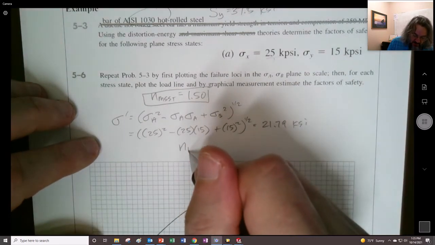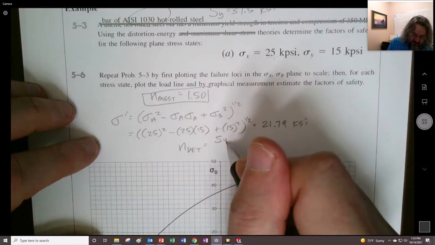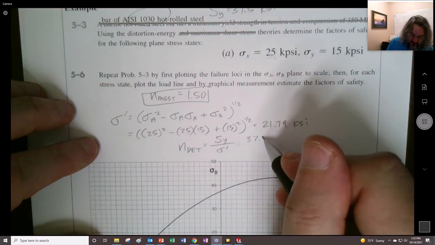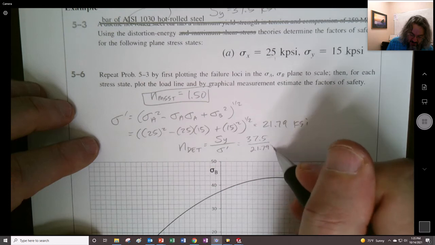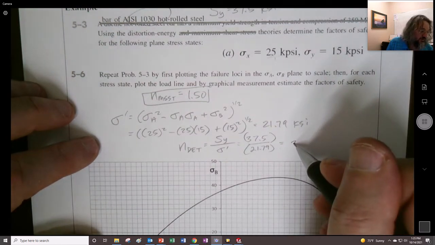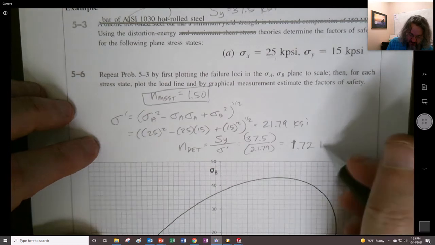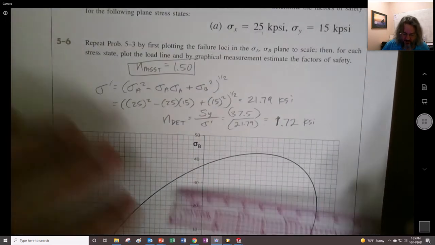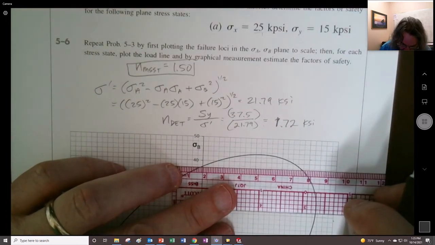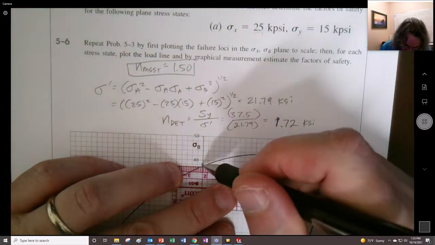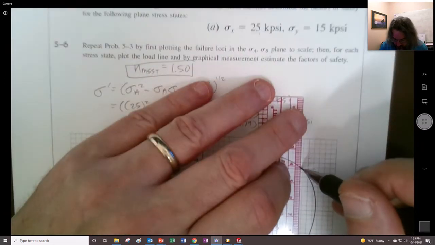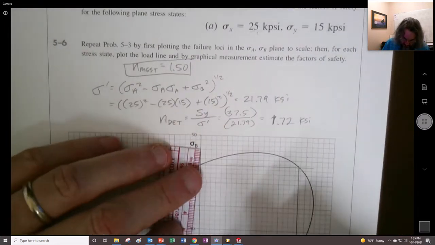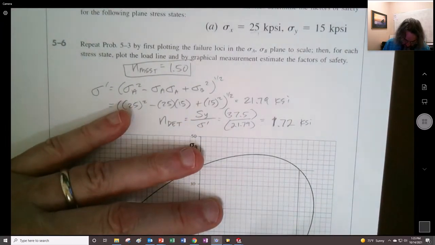So if I want the safety factor from the distortion energy theory, I take the yield strength and divide it by von Mises stress, and I get 37.5 divided by 21.79, and I end up with 1.72. And I want to take a look and see what that looks like on the principal stress loci. Let me go ahead and draw in my maximum shear stress theory envelope. Let's be close to that, right? Somewhere in there. And I don't actually need to do the rest of them, do I? No, I don't.